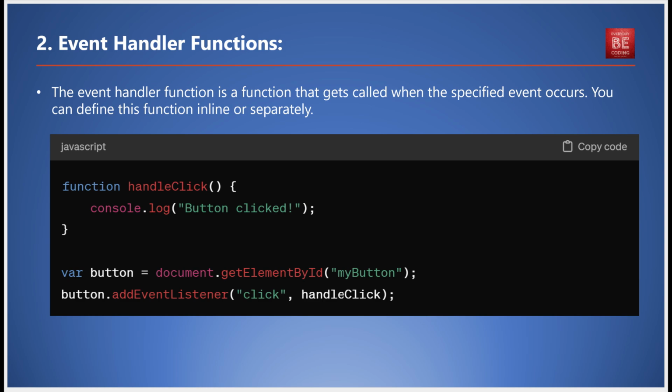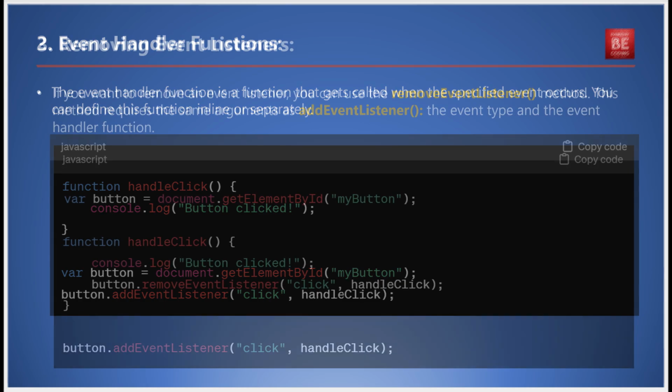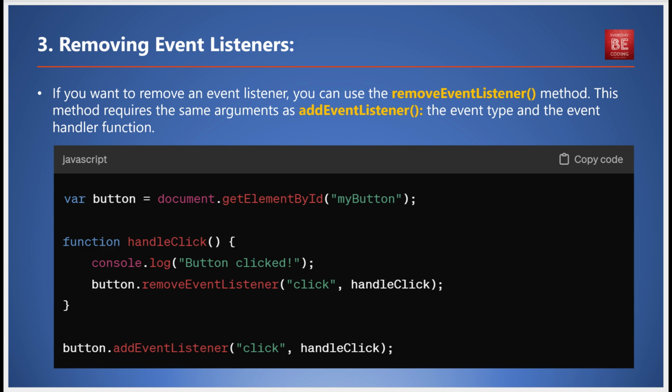Then, we add this function as an event handler for the click event on our button. But what if we want to stop listening to an event? That's where removing event listeners comes in. We can use the removeEventListener method to achieve this. It requires the same arguments as addEventListener, the event type and the event handler function. For instance, in the handleClick function, we can remove the event listener for the click event on our button.